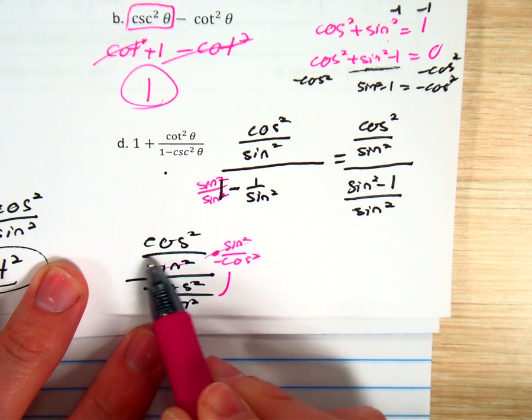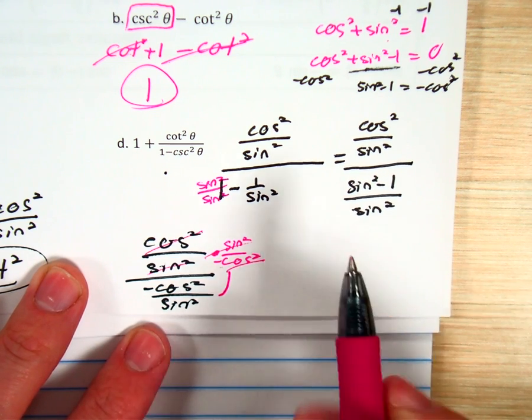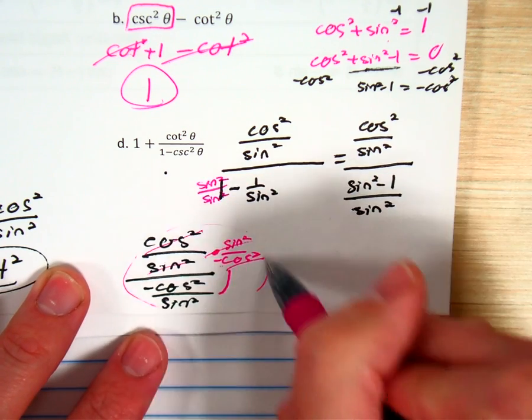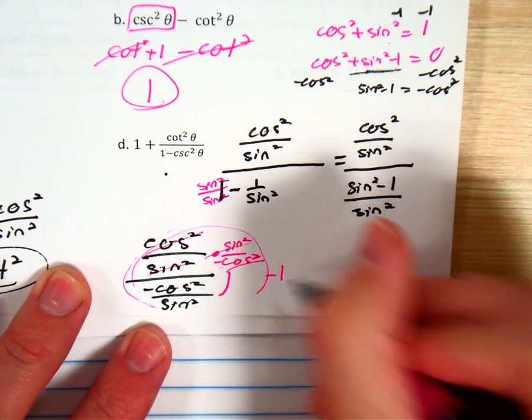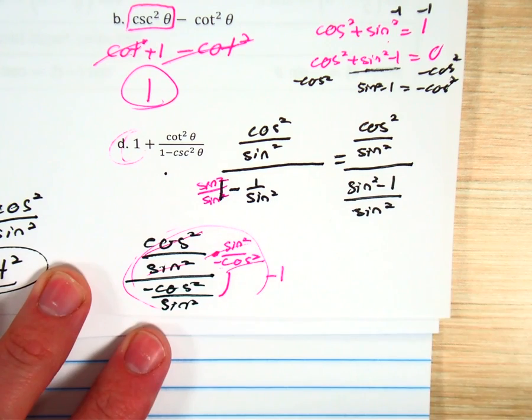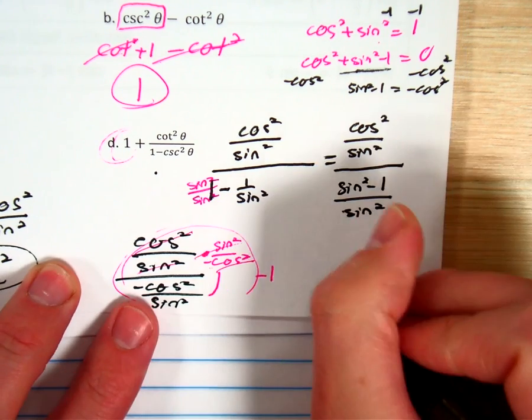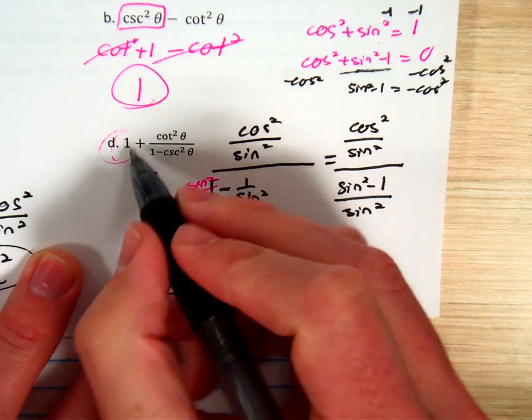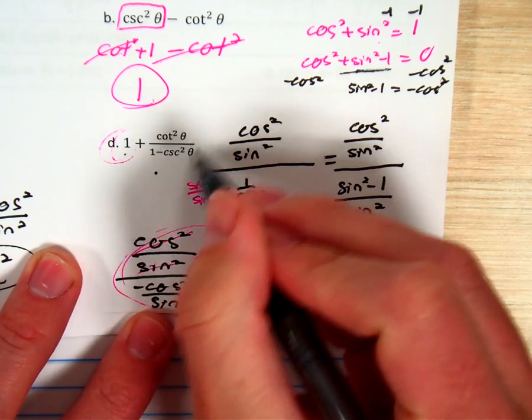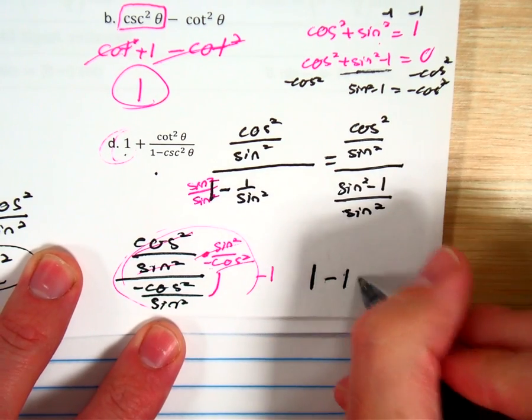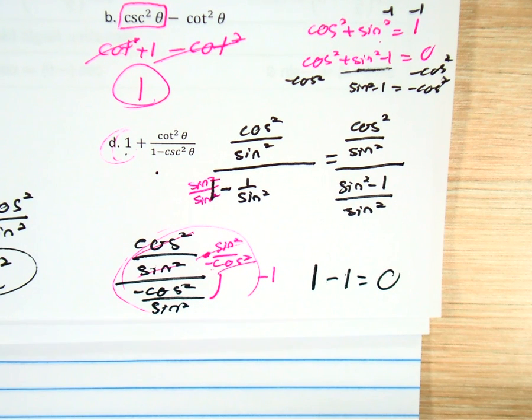Okay, now hopefully we see it. Sine squared cancels out, cosine squared cancels out, negative. So all of this is going to go to negative 1. Don't forget we had that 1 in the front. So we have the positive 1 from the very front, and now we have all of this simplified to minus 1, and our final answer is 0.